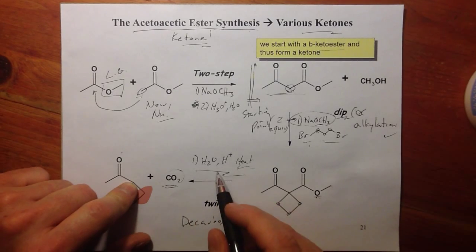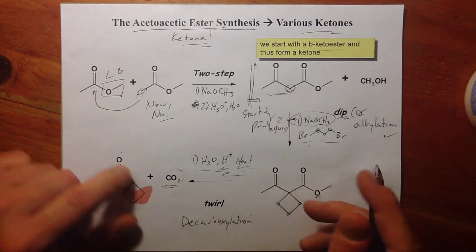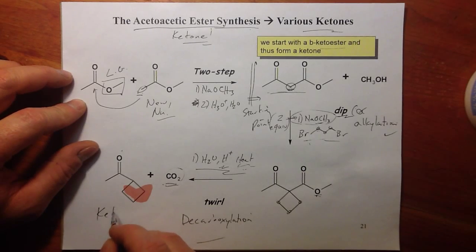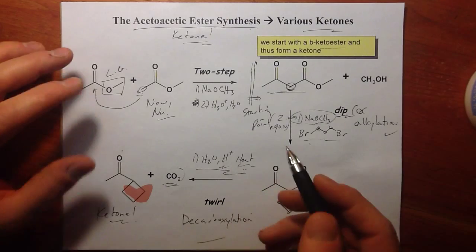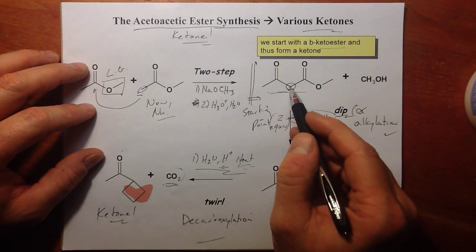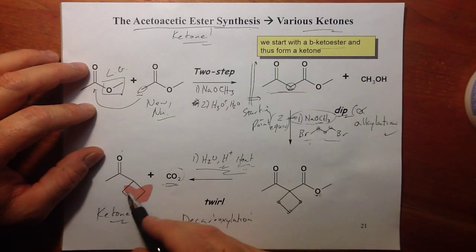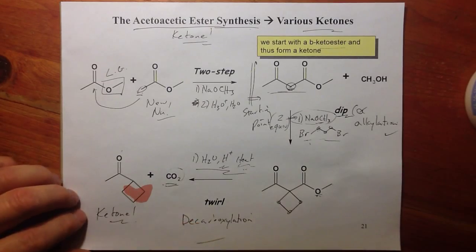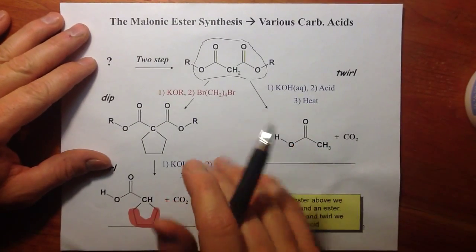We've added just water, lots of it, and acid and heat to drive that decarboxylation. And this is our final ketone. And that's what we were expecting. So we can make a lot of different types of ketones where we have different alkyl groups at this position. We just chose to make a cyclobutyl group off of this alpha position. Let's look at the last one.